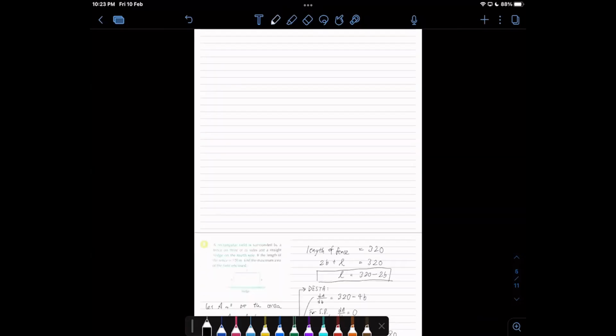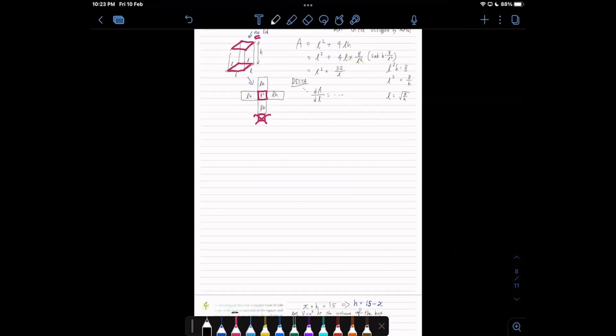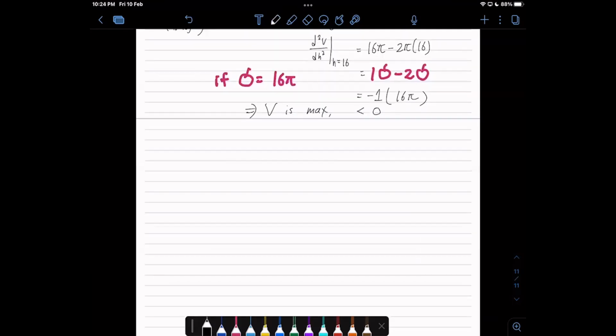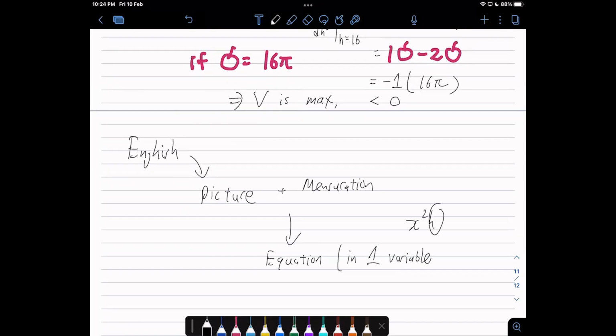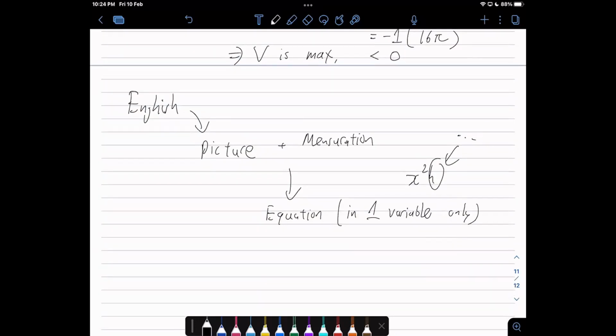Let me write it down. That's essentially all we are doing today so far. English story, convert into a picture. Then you must bring in your mensuration knowledge, volume of a cone, that kind of thing. Then you will get an equation in one variable. For example, just now the x squared h, you need to replace the h with something so that it's only in terms of x, in one variable only, on the right side.